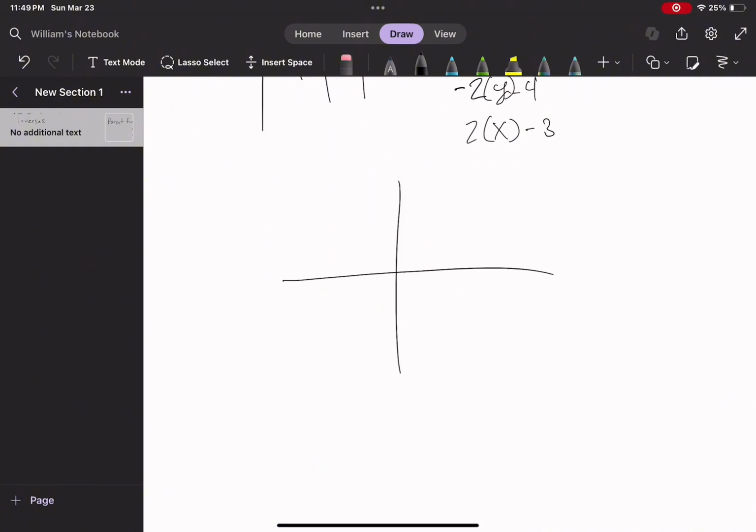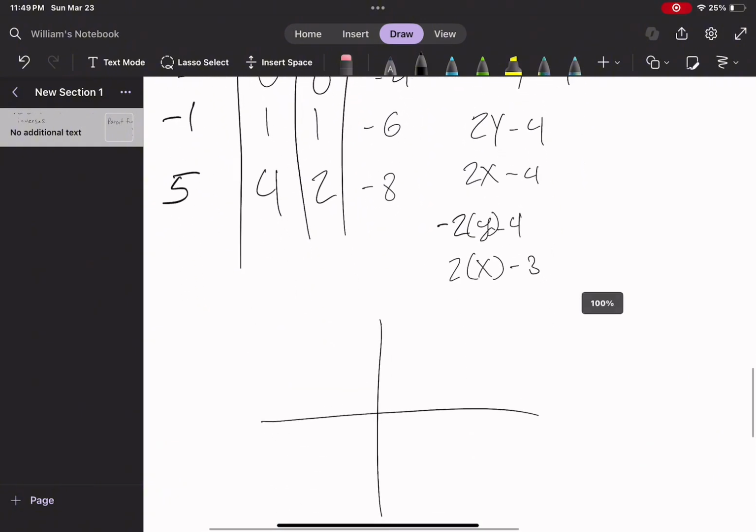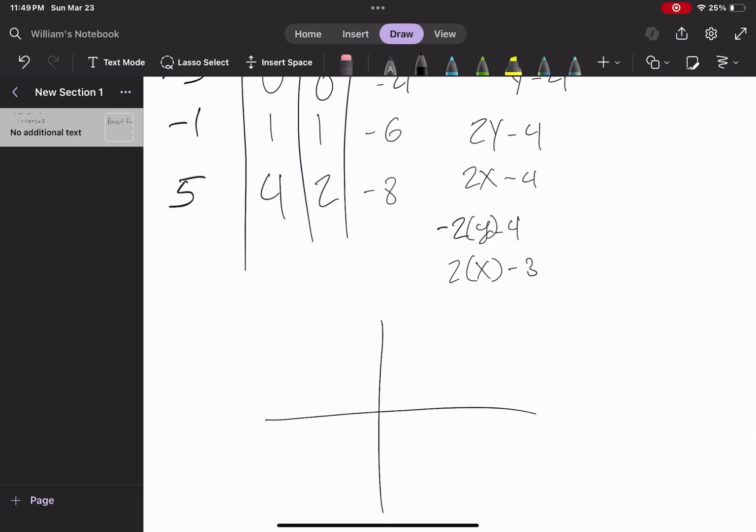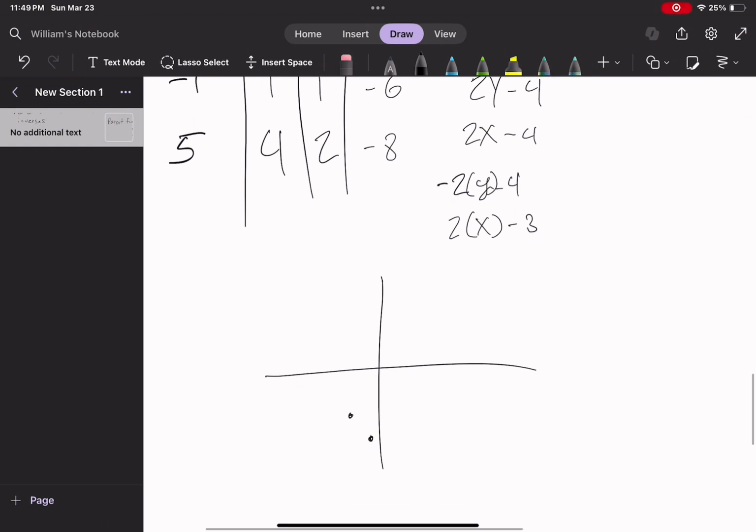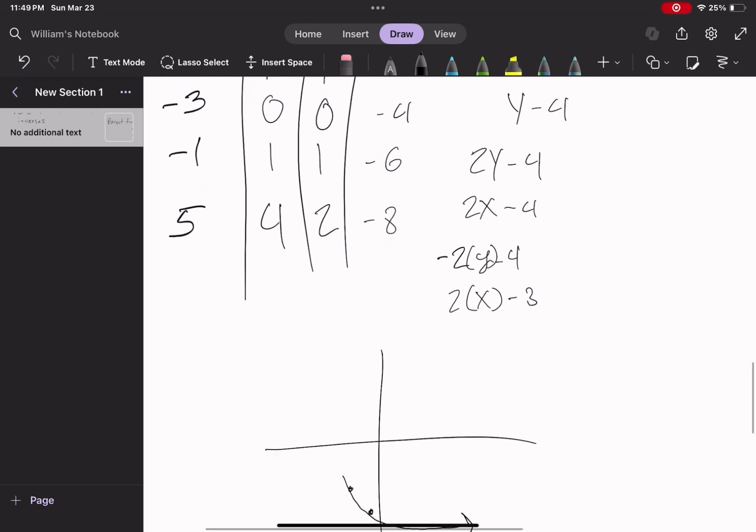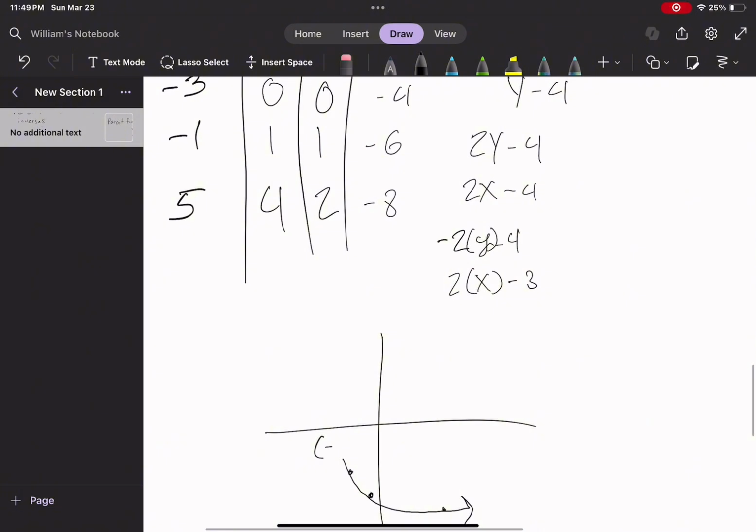So let's graph it, just by rough estimation. We're going to start way down low because our starting coordinate value is negative 3, negative 4. And then we have negative 1, negative 6, and 5, negative 8. Just to help you identify where these coordinates are, I do plot them.